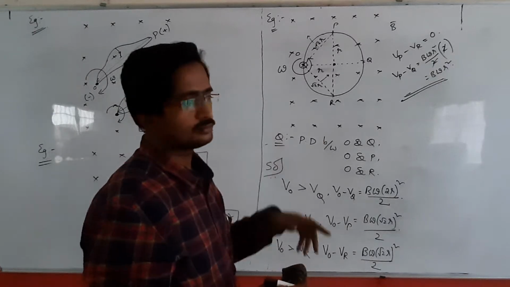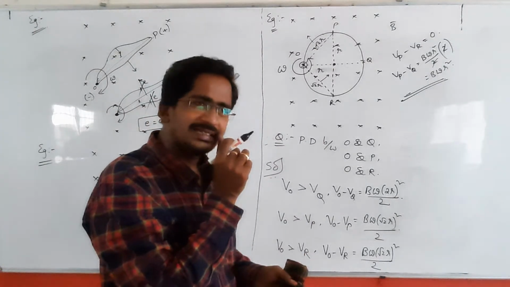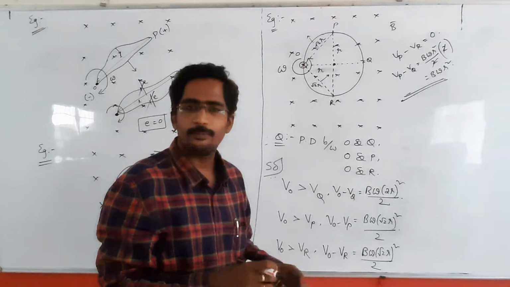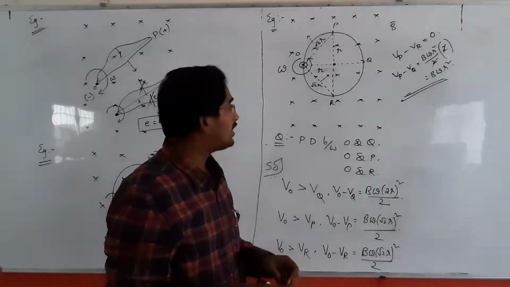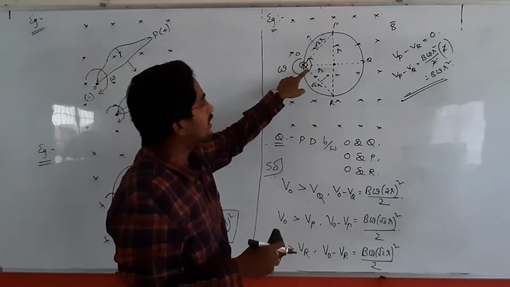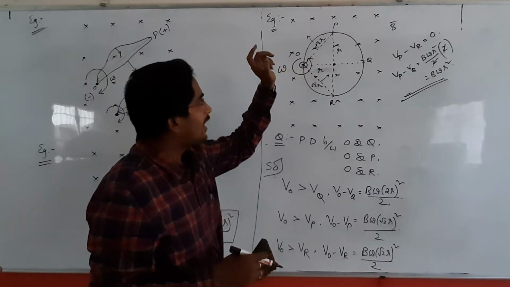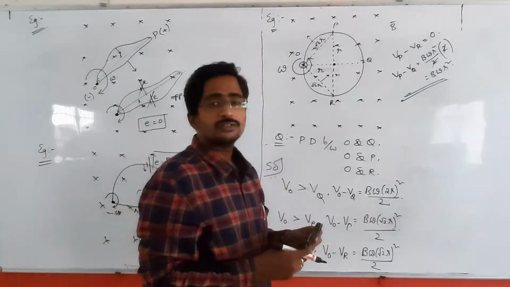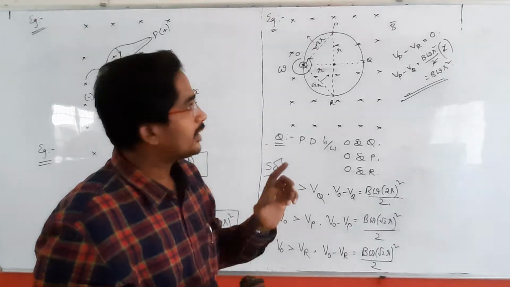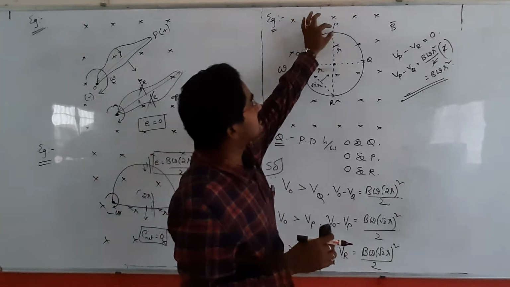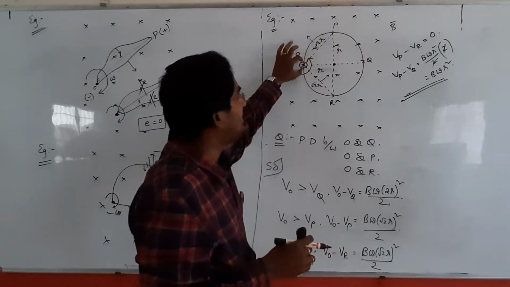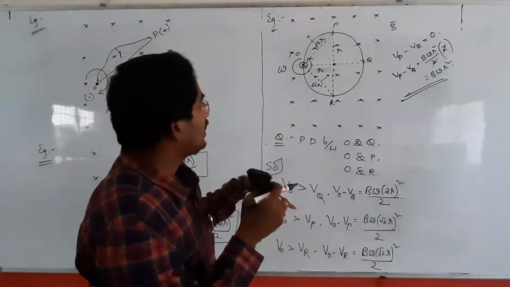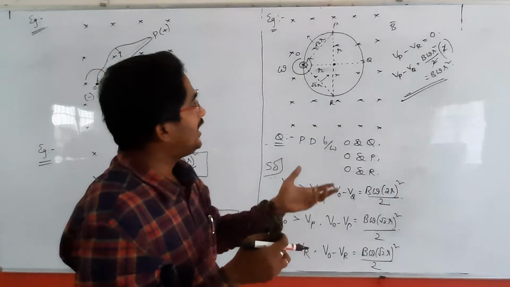Whenever and wherever you want to write down the potential difference between different points, first of all you write the potentials with respect to each point. Actually, we can't get the potential difference between P and Q directly. First we need to write the potential difference between O and P, because O is the hinge point here. About that point the rod is rotating.